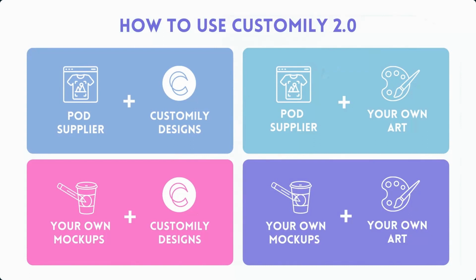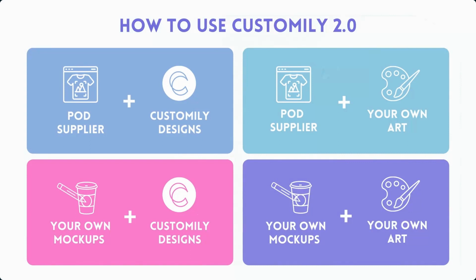To begin with, you can work with a print-on-demand provider who has its own product catalog and add a design from Customily's library to it. This is the fastest path, the one that allows you to have a published product ready to sell in minutes.